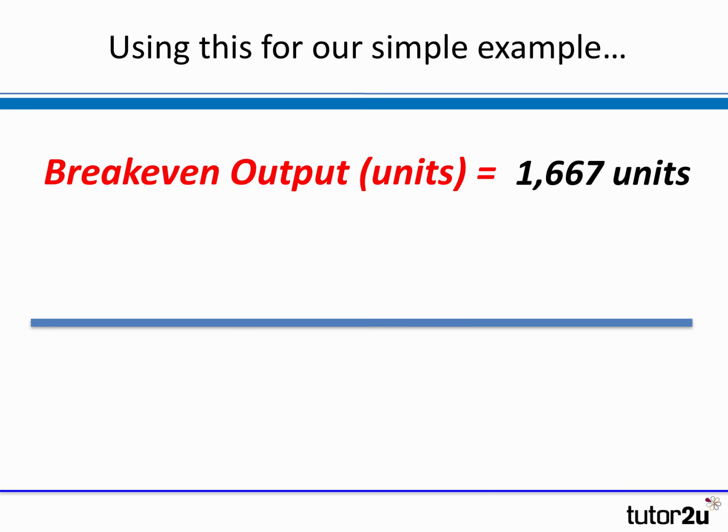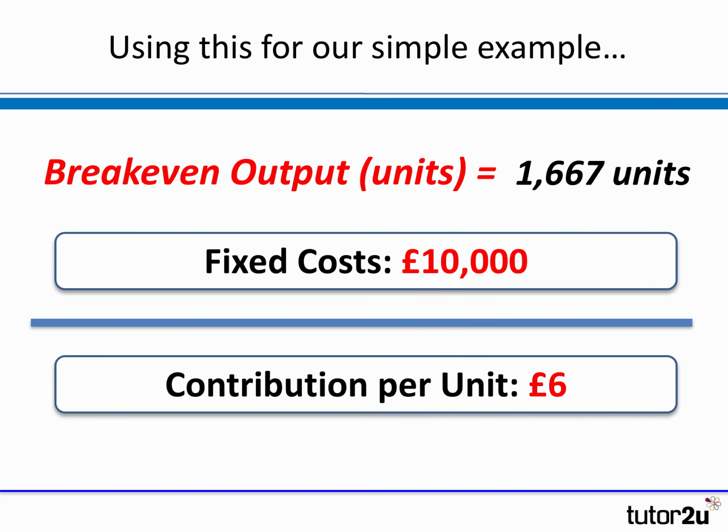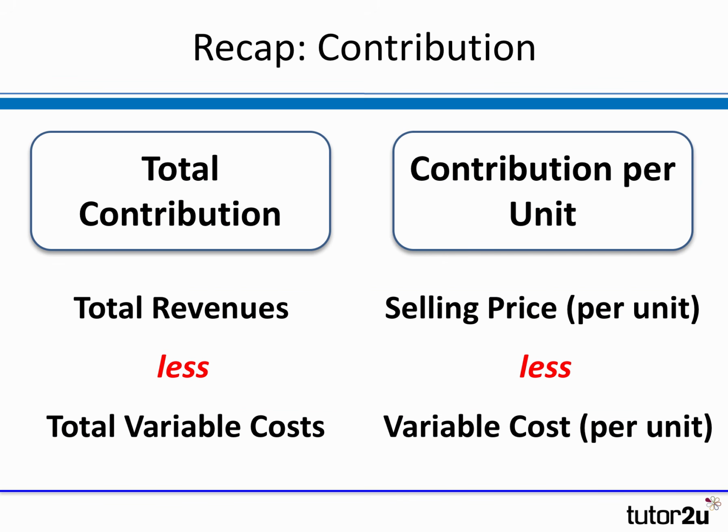Well, I think it's going to be 1,667 units. Let's check. The fixed costs of £10,000, and we know that the contribution per unit was £10 less 4, £6 per unit. So indeed, £6 per unit, the fixed cost of 10,000 gives you a break-even output of 1,667 units. Now we know we're selling 3,000 units, so no surprise that we are selling more than we need to break even, and therefore we're making a profit in the month.